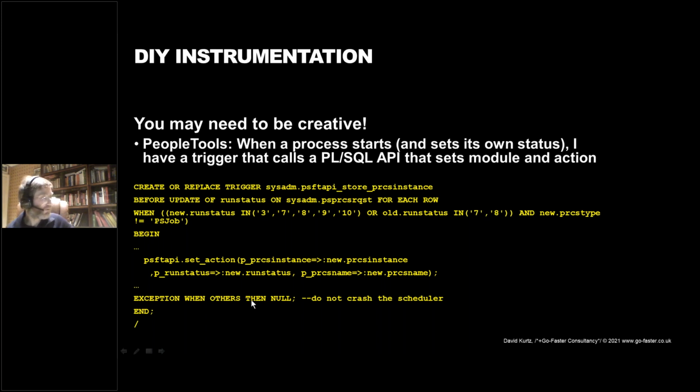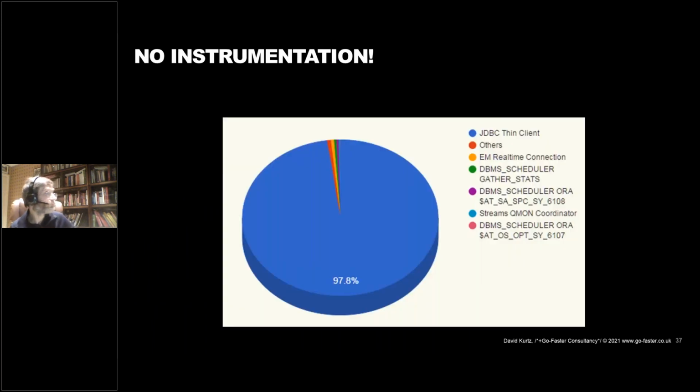So maybe this is the one occasion where you can do this. And this is an example of do-it-yourself instrumentation that you can put in. Now, of course, if you haven't instrumented your application, what you get is this. You do your profile and you realize, yeah, 97.8% was JDBC thin client. At this point, a profile of DB time by module is completely useless. It tells you nothing about the database, and the other entries here are actually Oracle's database stats processes and a couple of other things. So this is what you see in a non-instrumented application.